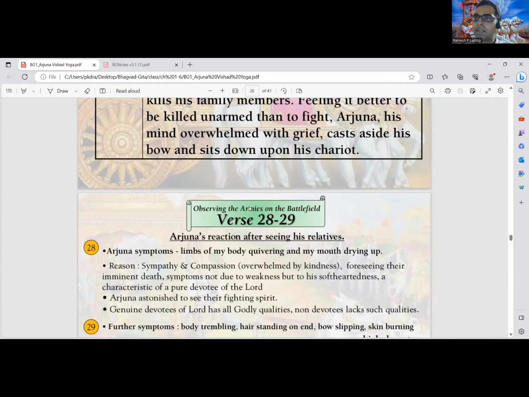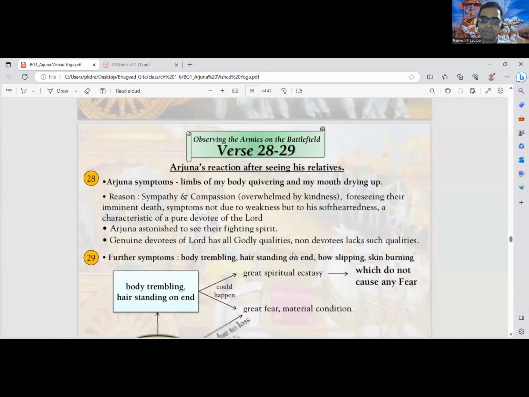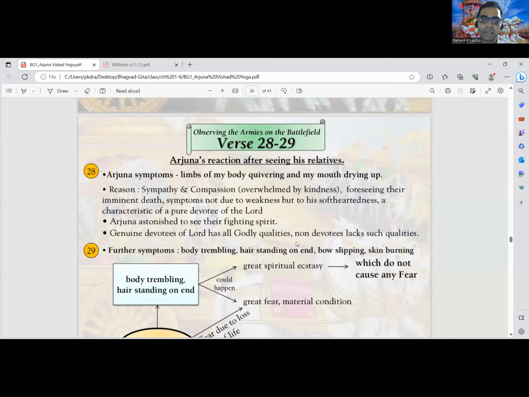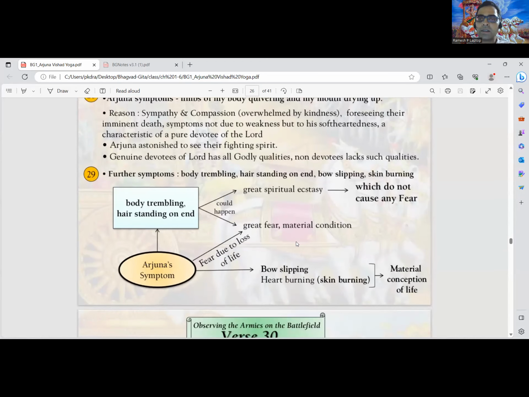So by looking at them, out of compassion, he was actually thinking, whom should I fight with? And his skin also started burning. So these are all the symptoms.